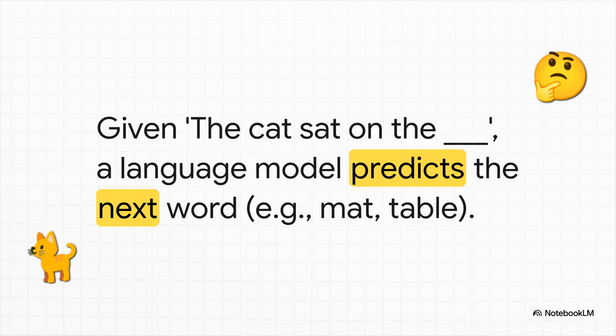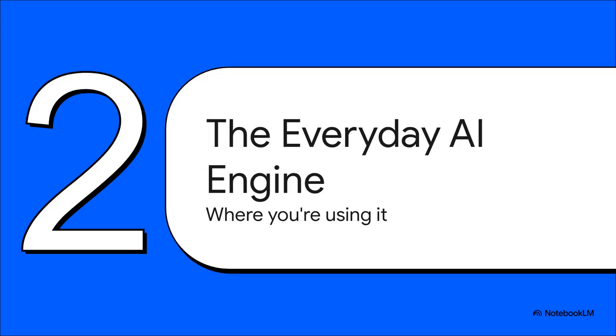The cat sat on... your brain instantly fills in the blank, doesn't it? Mat, floor, couch. Well, that is exactly what a language model is doing. It's playing a giant game of fill in the blank, using the patterns it learned from reading a massive chunk of the internet.